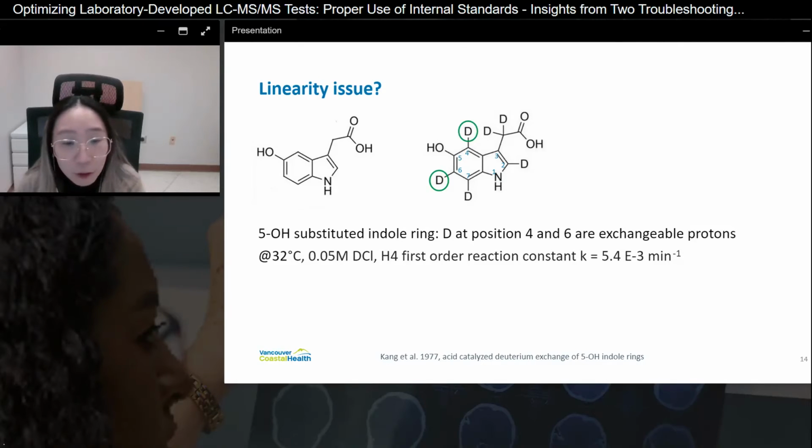So if we have deuterium label at these positions, the hydrogen-deuterium exchange may occur in the ionization source or in the gas phase in an acidic environment, which may lead to the internal standard response variability. And this may be one of the explanations of the linearity issue we have.